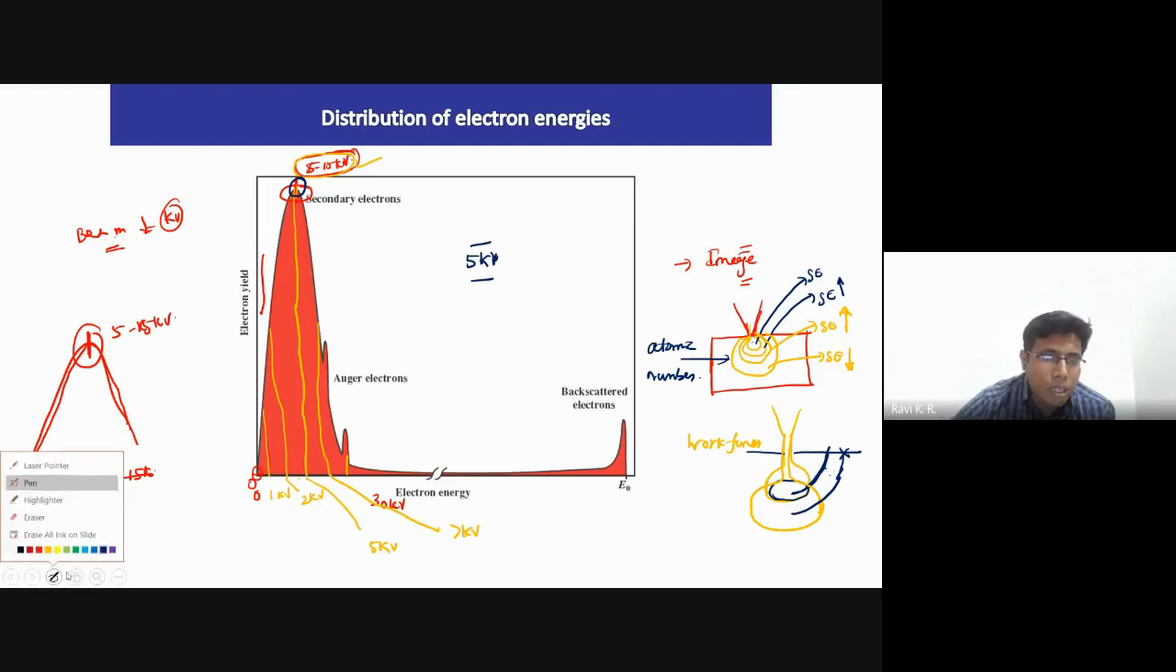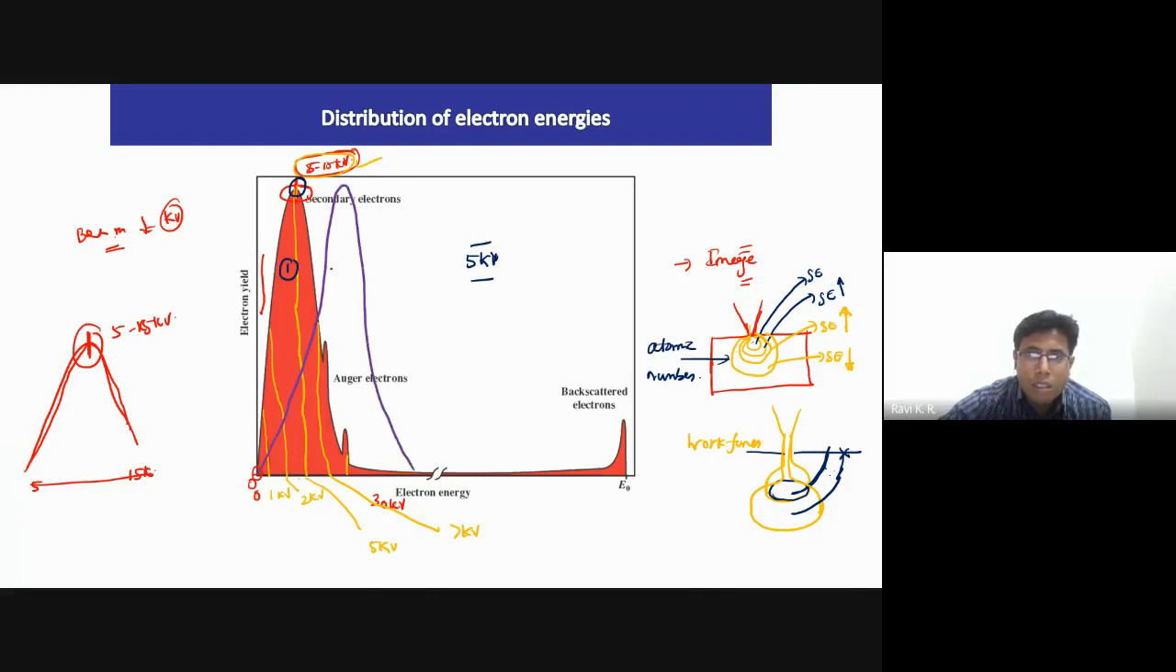Let's say sample A has this kind of a spread. Sample B, which has a slightly higher atomic number, will be like this. So at exactly 5 kV, you may not get the best resolution. For that, you may need to go to somewhere around 7 or 10 kV, 8 to 10 kV.